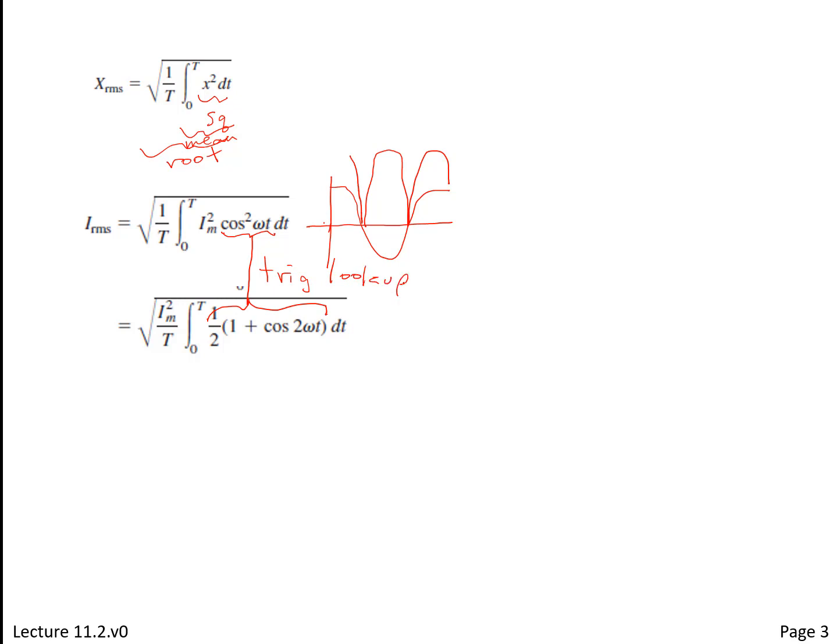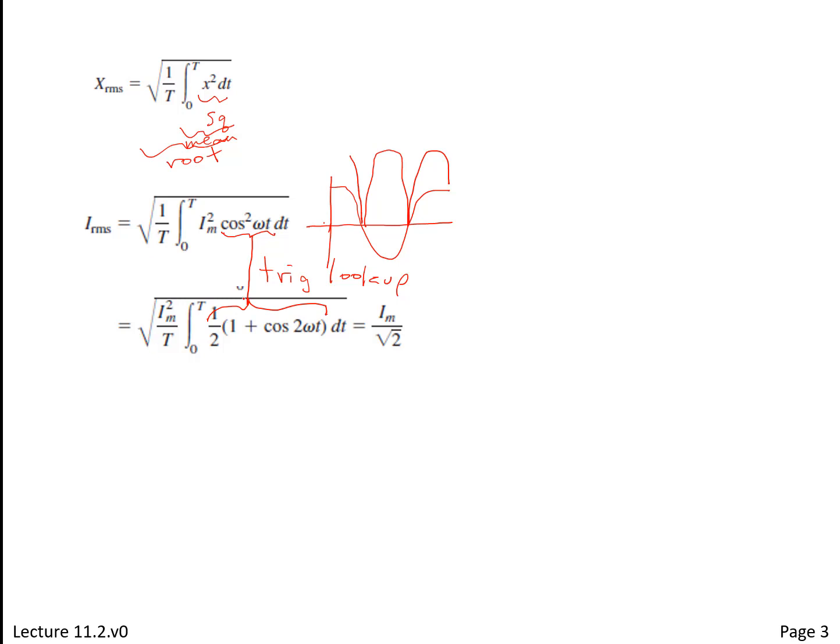So, like I said, keep that book or keep a reference or whatever you're going to do, however you want to do it. Keep it close to you, because you'll be looking in there now and then. This whole thing amounts to Im over the square root of 2. Now, why is that? How does this come down to something so simple?